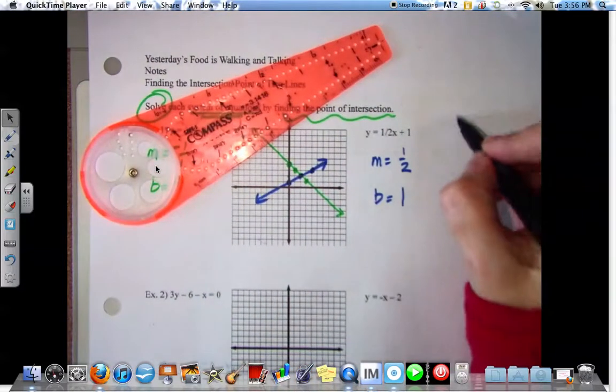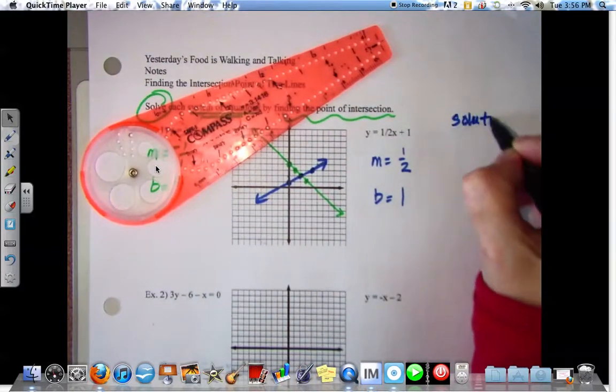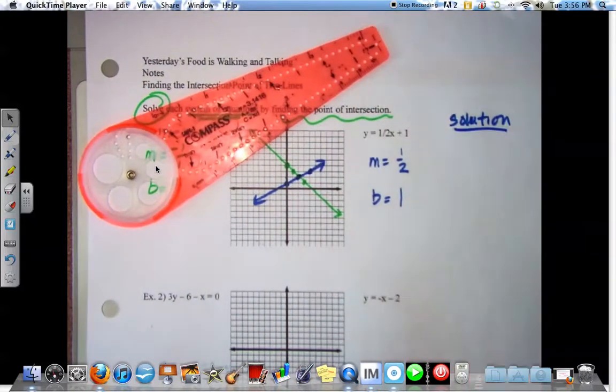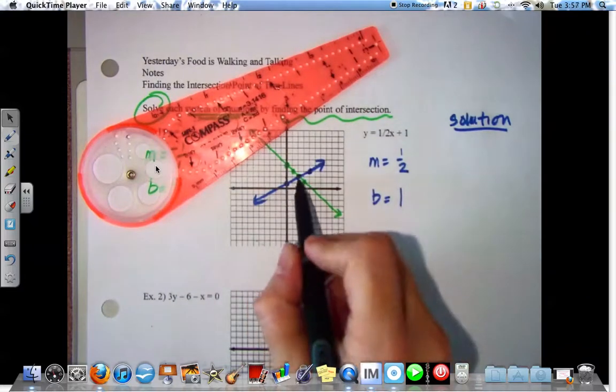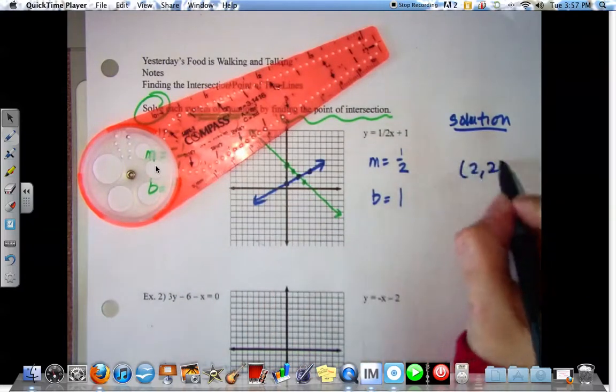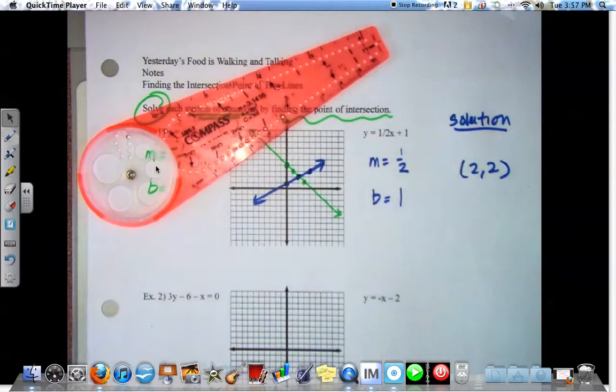And so our solution is the ordered pair where the two lines intersect. So this is over 2, up 2. So our solution is 2, 2.